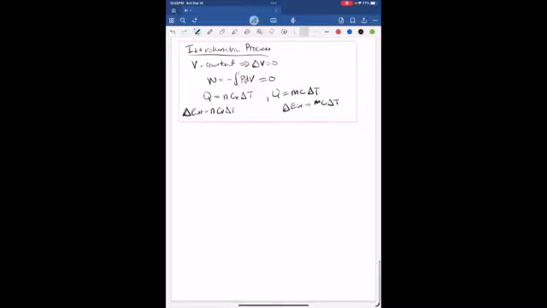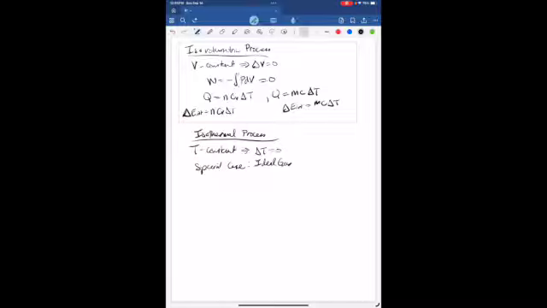Okay, finally, an isothermal process is one where the temperature is constant, which implies that the change in temperature is 0. And then for the special case where you're working with an ideal gas, the change in internal energy must also be 0, which implies that the heat is equal to minus the work from the first law of thermodynamics.